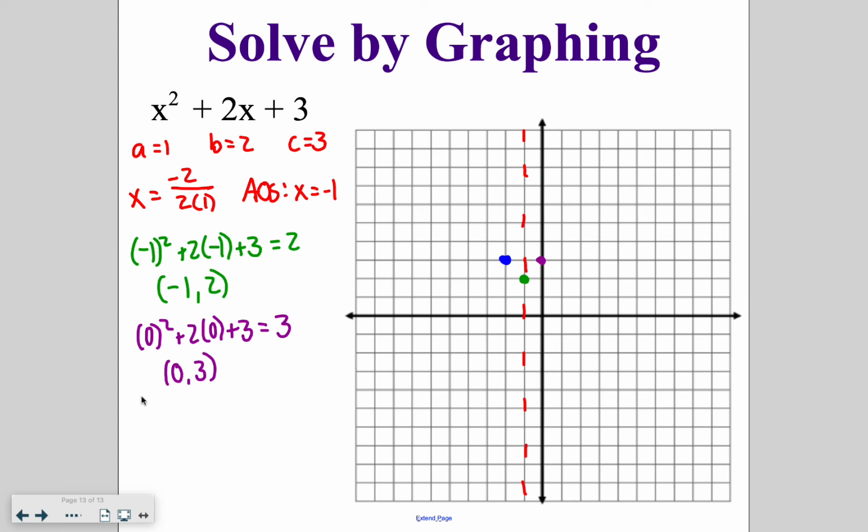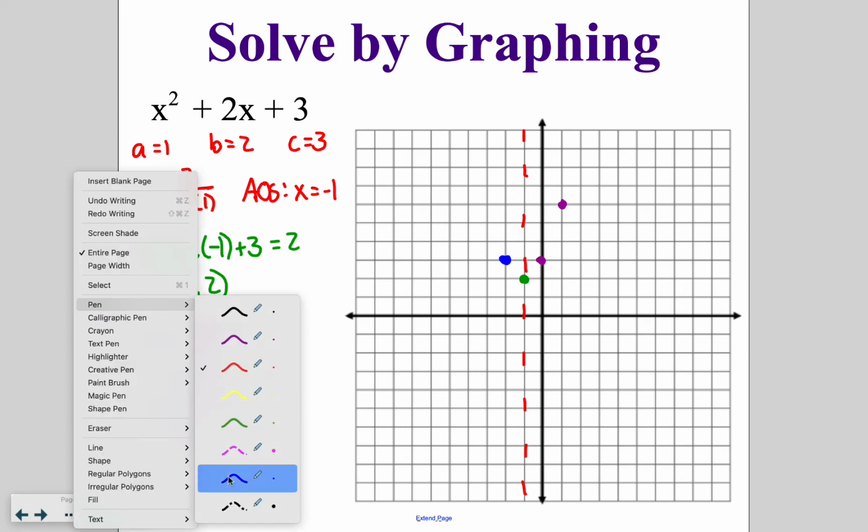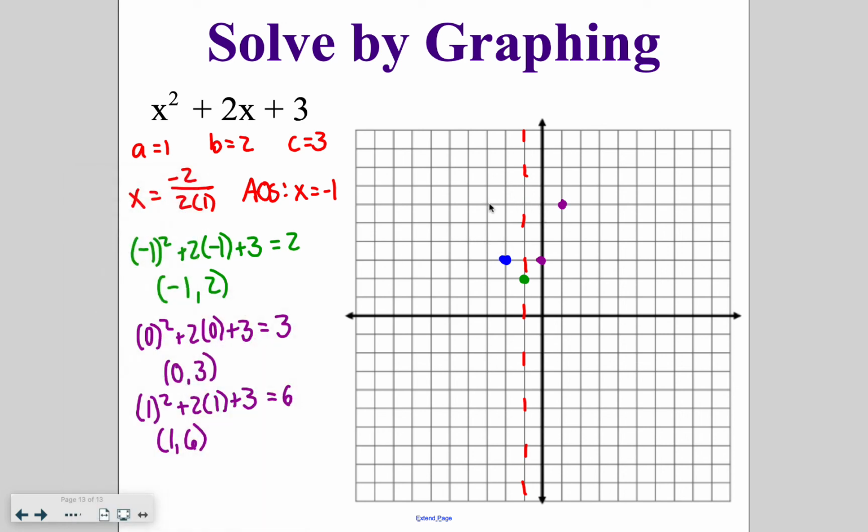So now we need to get another point. I'm going to go ahead and plug in 1. So I've got 1 squared plus 2 times 1 plus 3. 1 squared is 1. 2 times 1 is 2. Plus 3 is going to give me a final total of 6. So I've got 1 and 6. So I go over 1 and then up 1, 2, 3, 4, 5, 6. And then that reflection point going 2 spaces over the other direction on my line. So my reflection point ends up right here.